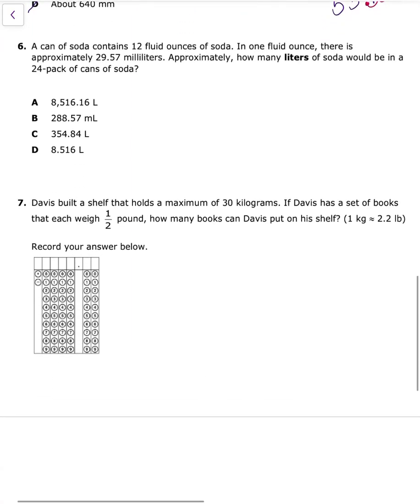All right, number 6. Again, pause the video. Try to do it by yourself first. All right, it says a can of soda has 12 fluid ounces. 1 fluid ounce is that many milliliters. Oh, look at that. How many liters would be in a 24-pack of cans? Okay, so it doesn't tell us, but on our chart, it would tell us that there's 1,000 milliliters in 1 liter. Okay, so we would have to know that.